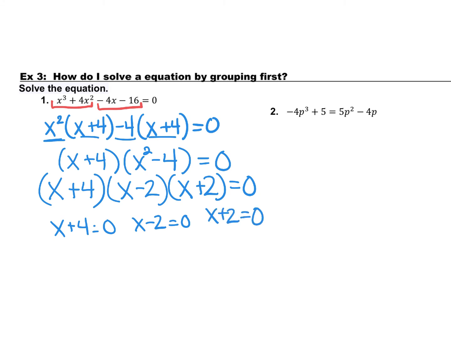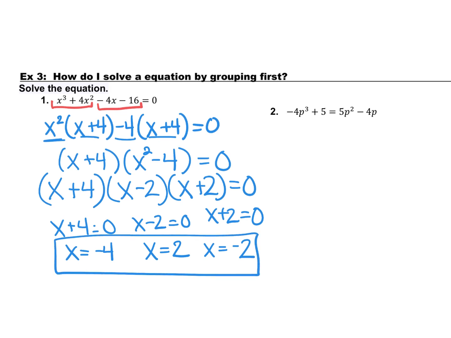And we just need to solve them. So I'm going to subtract, and I'll get x is equal to negative 4. x is also going to be equal to positive 2, and x is going to be equal to negative 2. All right, so these are all our solutions to this equation.